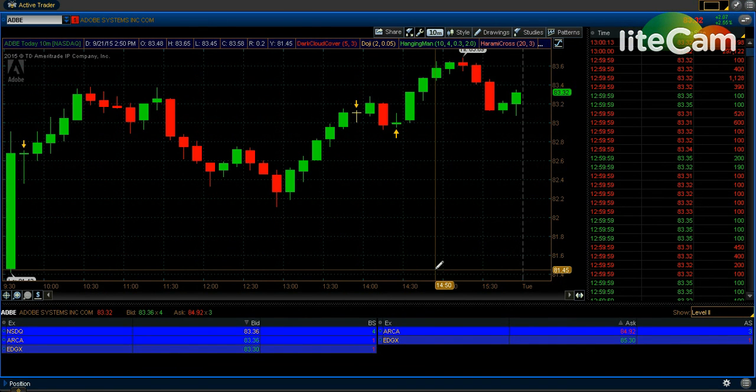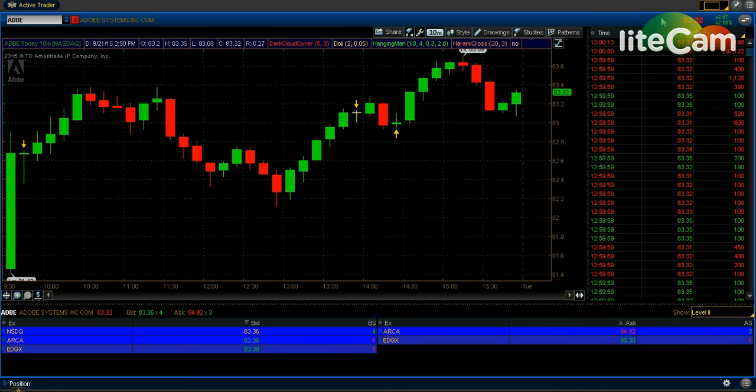And the last chart is, excuse me, time and sales and my level 2 quotes. In level 2 quotes, I would look for the spread. If the spread is really wide, I would not trade on that equity, so the spread has to be narrow. Time and sales, I think time and sales would give you the correct picture.